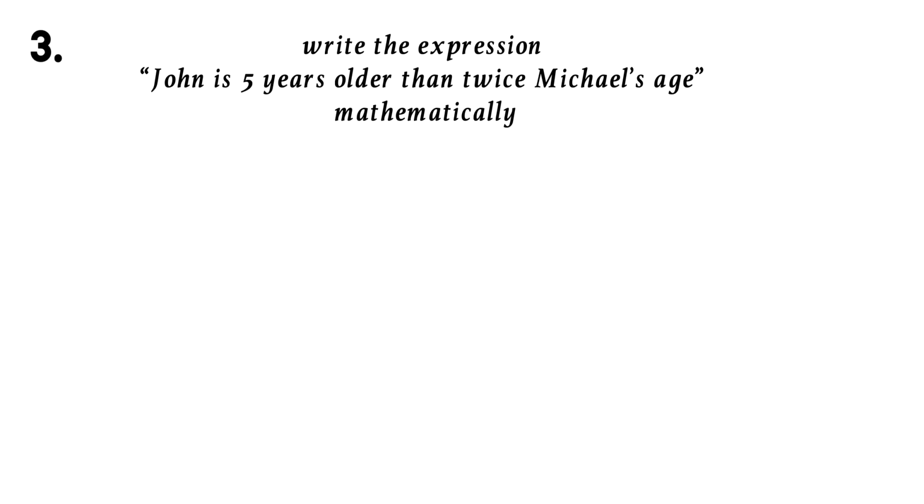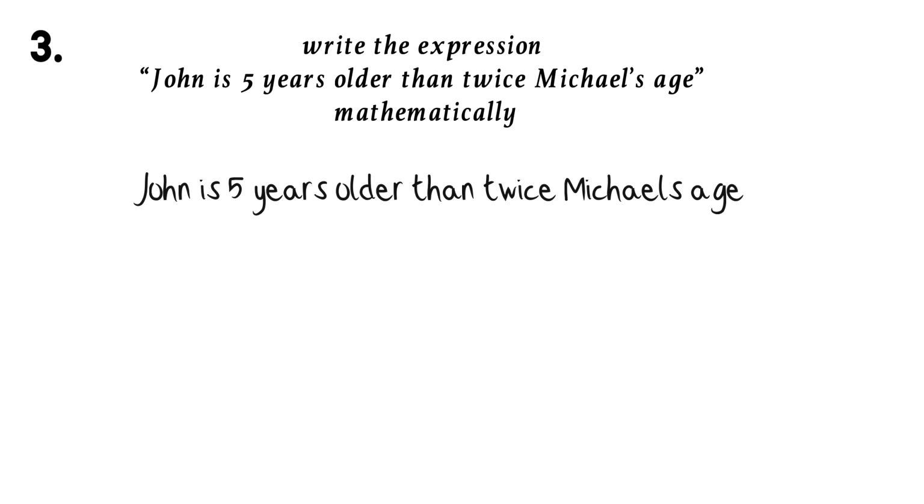Question 3. We are writing the expression, John is 5 years older than twice Michael's age, mathematically. Let's write the expression here so we can easily work with it. Translation of expression is very common on the GED. We will just solve this question and add a link in the description where you can get more information to master it. Please check it out.